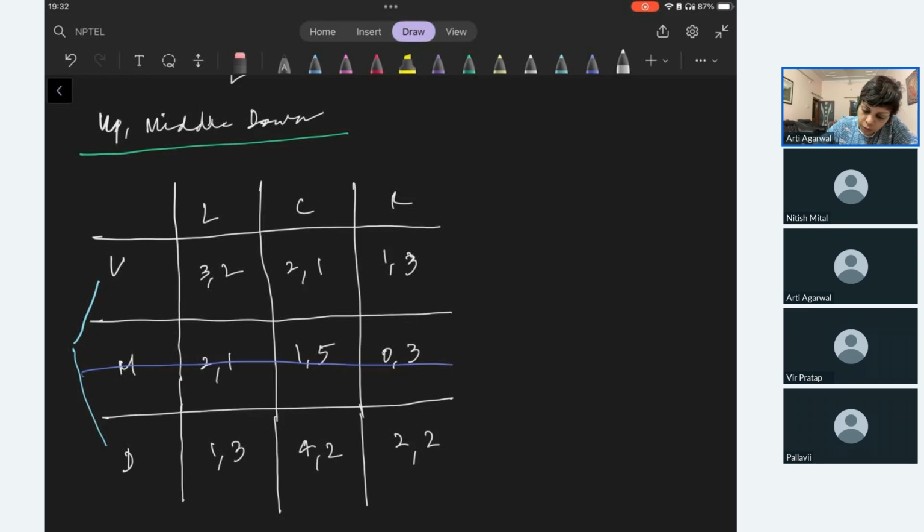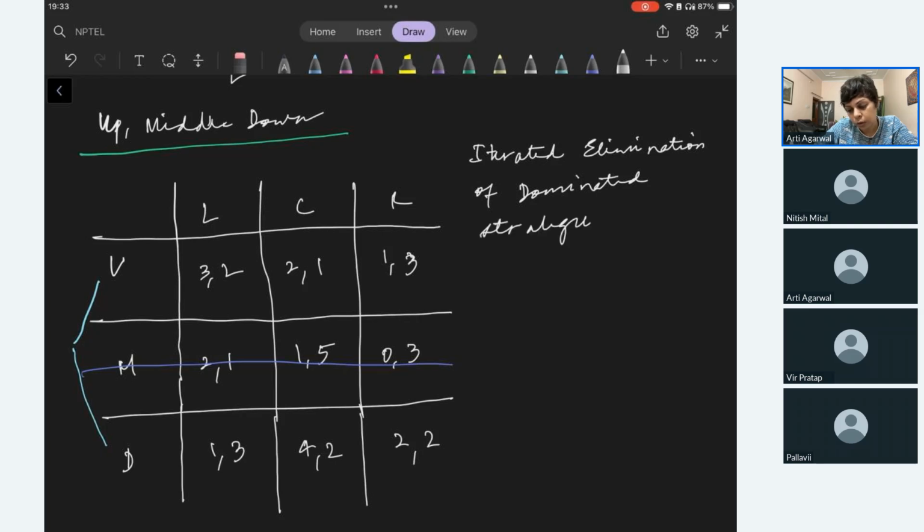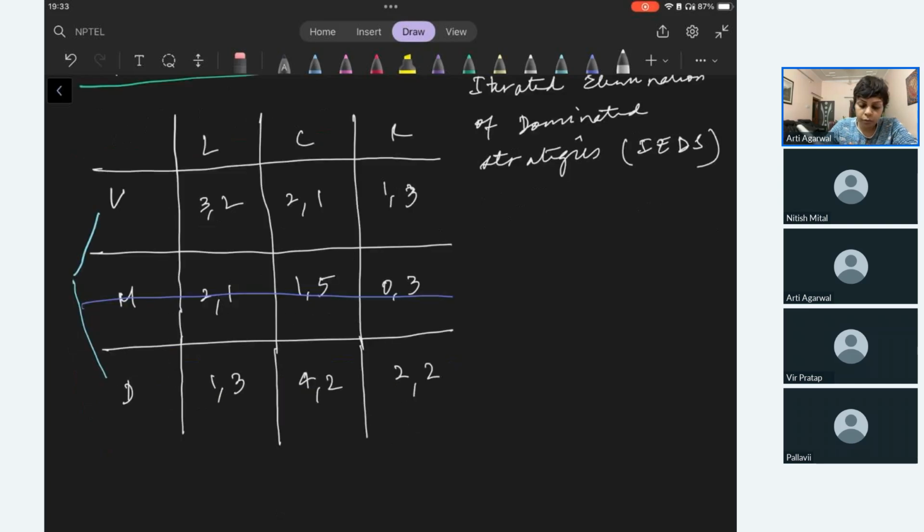So, called iterated elimination of dominated strategies, or IEDS. Some people call it iterated deletion of dominated strategies, IDDS. It's the same thing, okay? Nothing very fancy. So we deleted the middle strategy, which means we know that player one is never going to play middle. So we don't really need to consider that in the game at all. It's as if that strategy doesn't exist. That's what we mean by elimination.